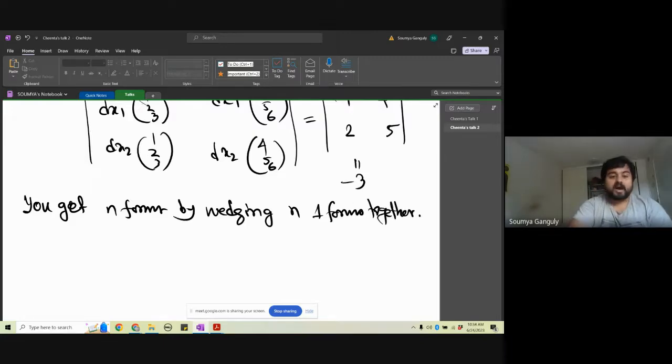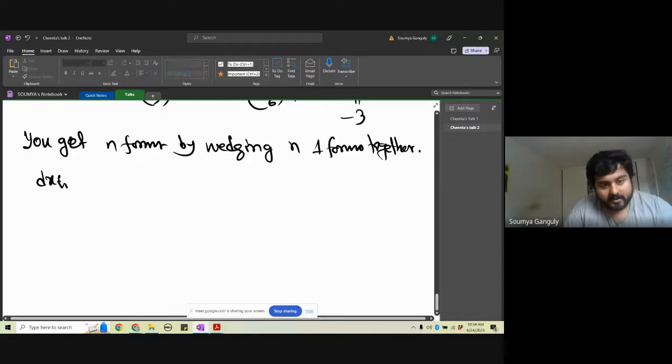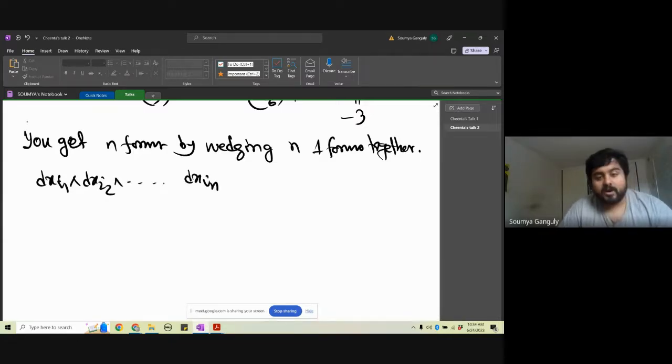And how do you define the wedge product? Well, suppose you have dxi1 wedge dxi2 wedge dot dot dot dxin. So what will it do? It is an n-form. What do you mean by an n-form? N-form means that it takes n vectors and gives you a number.